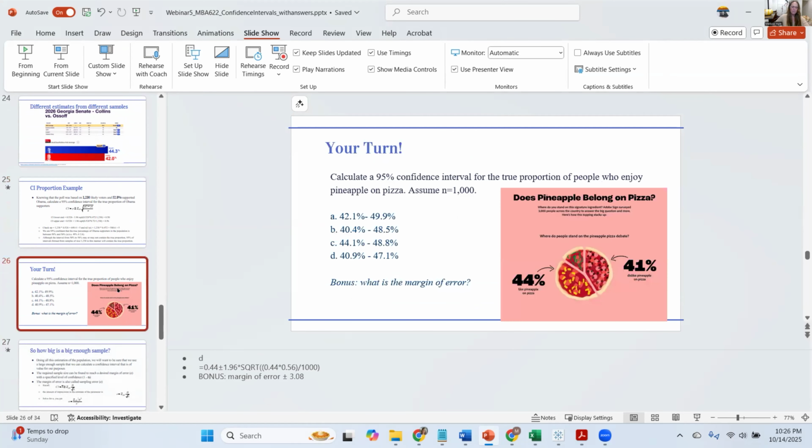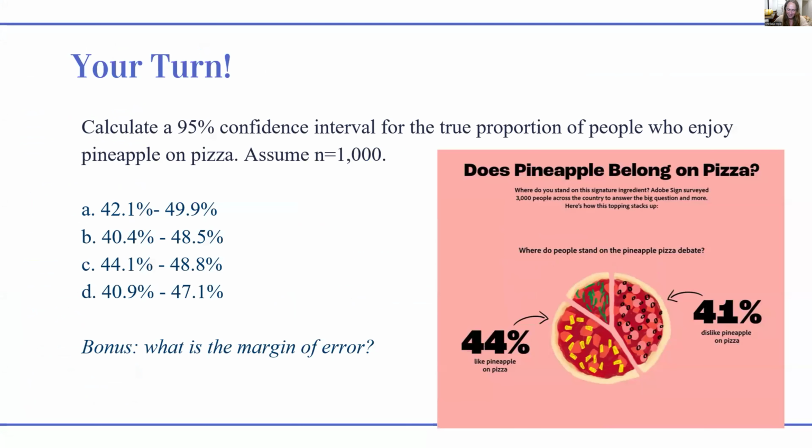Thanks for hanging in there. Let's do our third question. Calculate a 95% confidence interval for the true proportion of people who enjoy pineapple on pizza. You probably saw that. That's fine. Totally fine. You should probably still work on it yourselves.